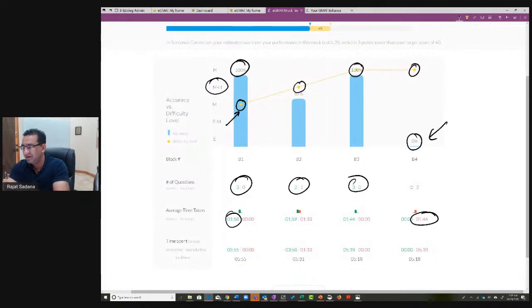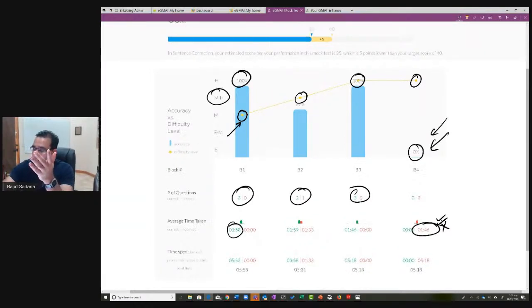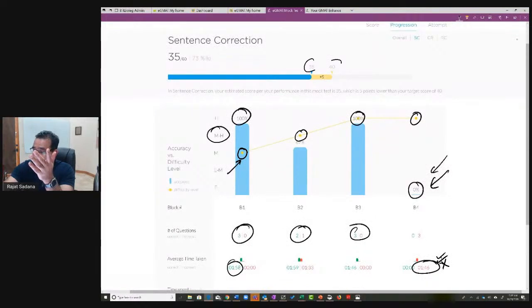Am I limited by ability? Am I limited by time? Time, I am not limited. There's ample time here. A minute 46 is ample time. I am truly ability limited here. That's my takeaway in SC. Okay.